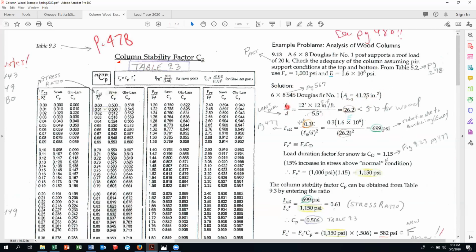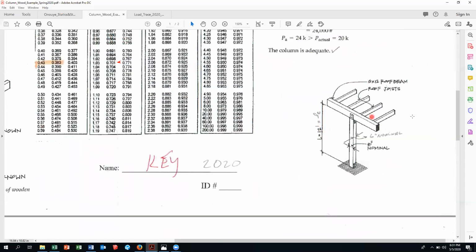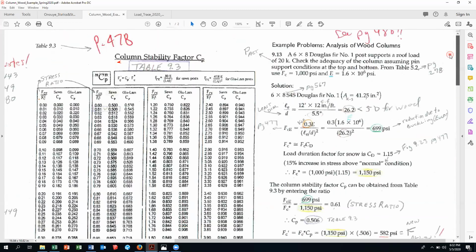This is the L over D ratio. The D is the least dimension. Where does 12 come from? That's the actual column length. That's LE, the effective length. In other words, there's no bracing between there. If there were bracing at 6 foot, then your effective length would be 6 foot. What's 12 inch per foot? CF is the conversion factor.